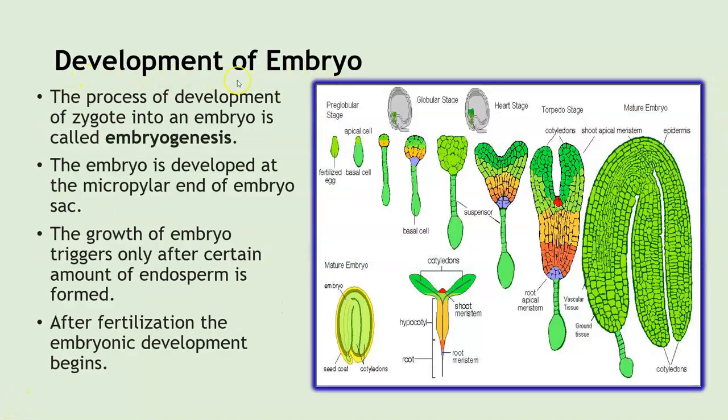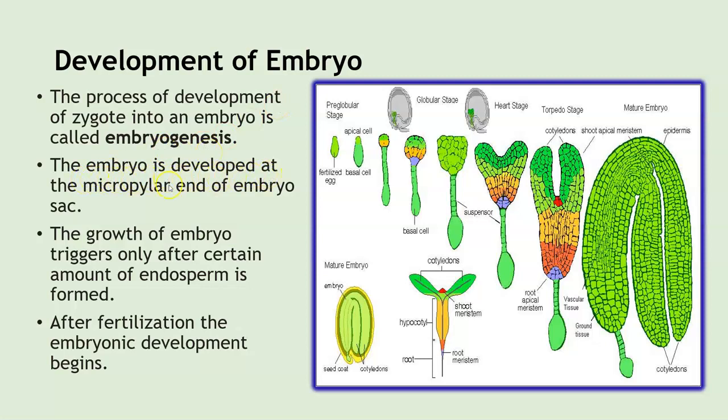Students, now let us have a look at the development of the embryo. The process of the development of the zygote into an embryo is called embryogenesis. So obviously this process happens after the fertilization. So as post-fertilization processes, we have the development of the endosperm, which we just saw, and the next part is the development of the embryo, which is called embryogenesis.